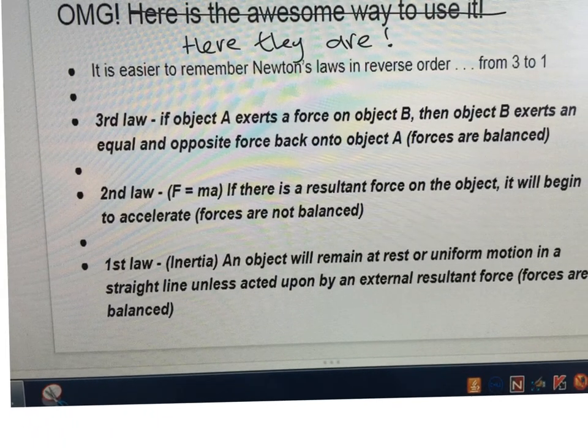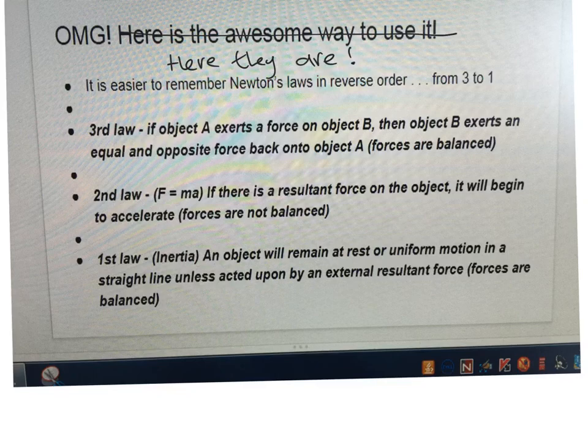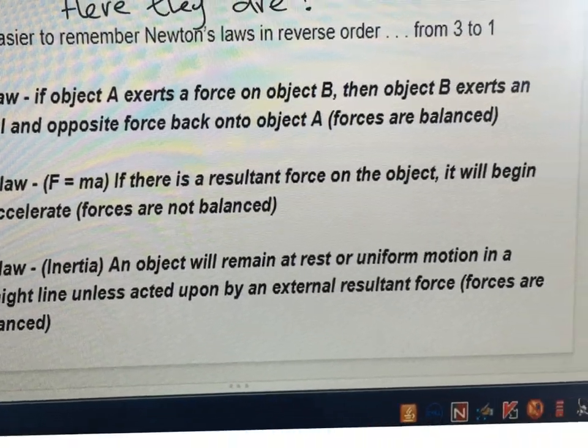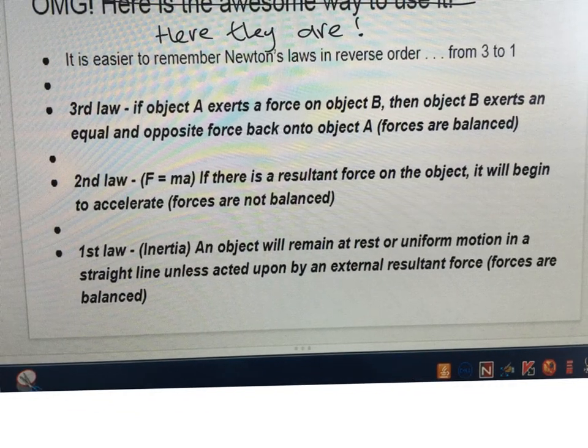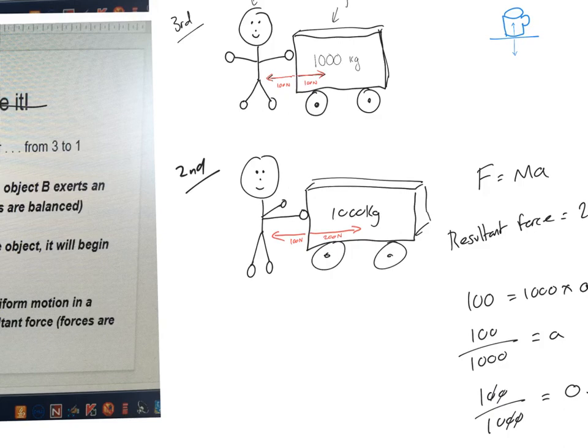Okay, Newton's second law is F equals ma. That means force, or resultant force, equals mass times acceleration. So if there is a resultant force on an object, it will begin to accelerate because forces are now not balanced.